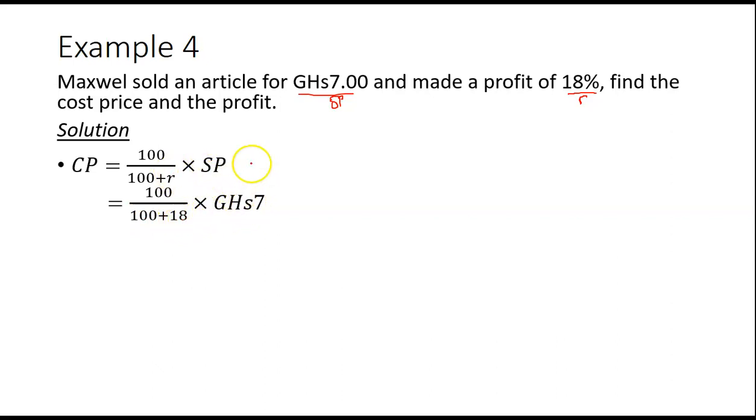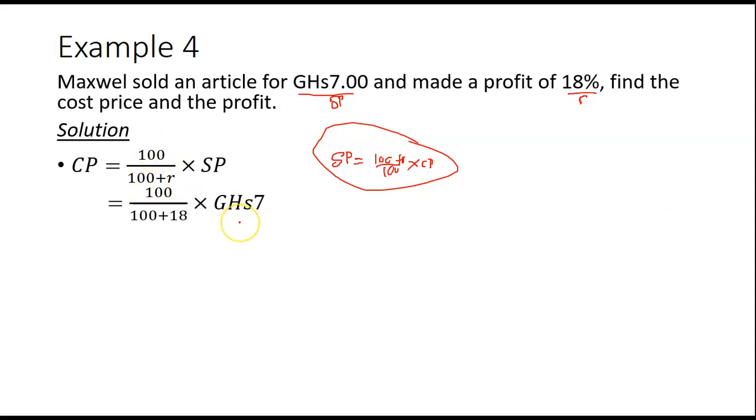The difference between this formula and the other formula is that the other formula says SP is equal to 100 plus R over 100 times CP. That's totally different. Here, the denominator for this one is the numerator for this one. SP is equal to 100 plus R over 100 times CP. This is totally different. And this is also different. So be very careful. When you're finding CP, don't bring 100 plus R at the numerator. Be very, very careful.